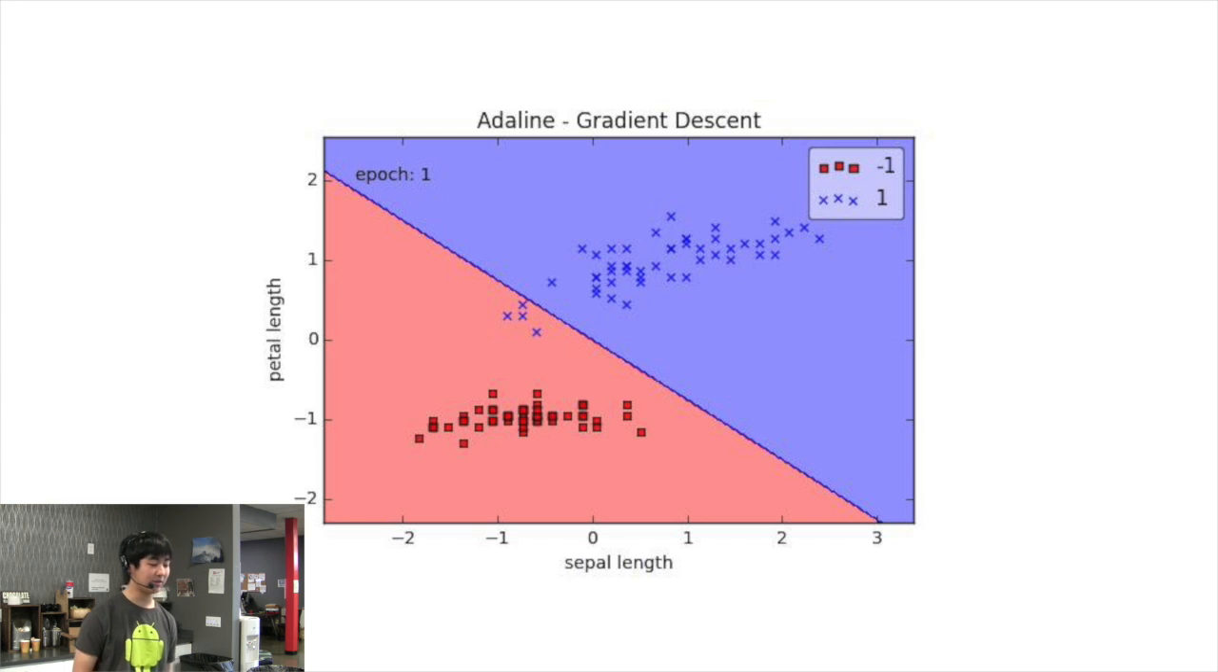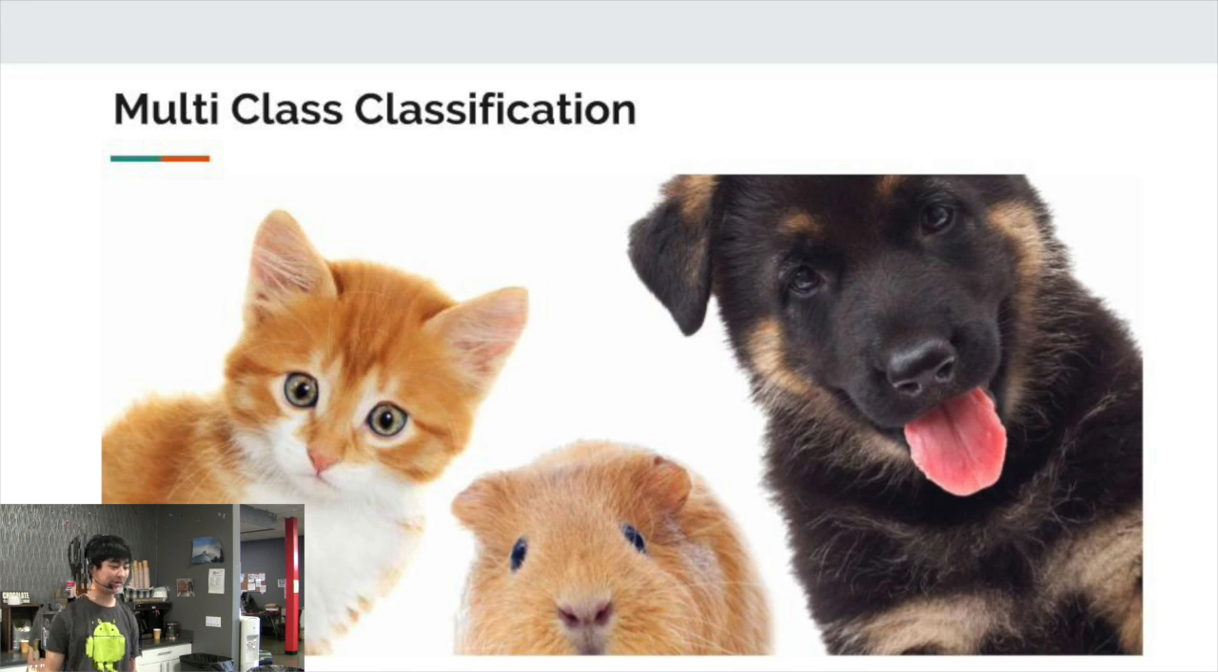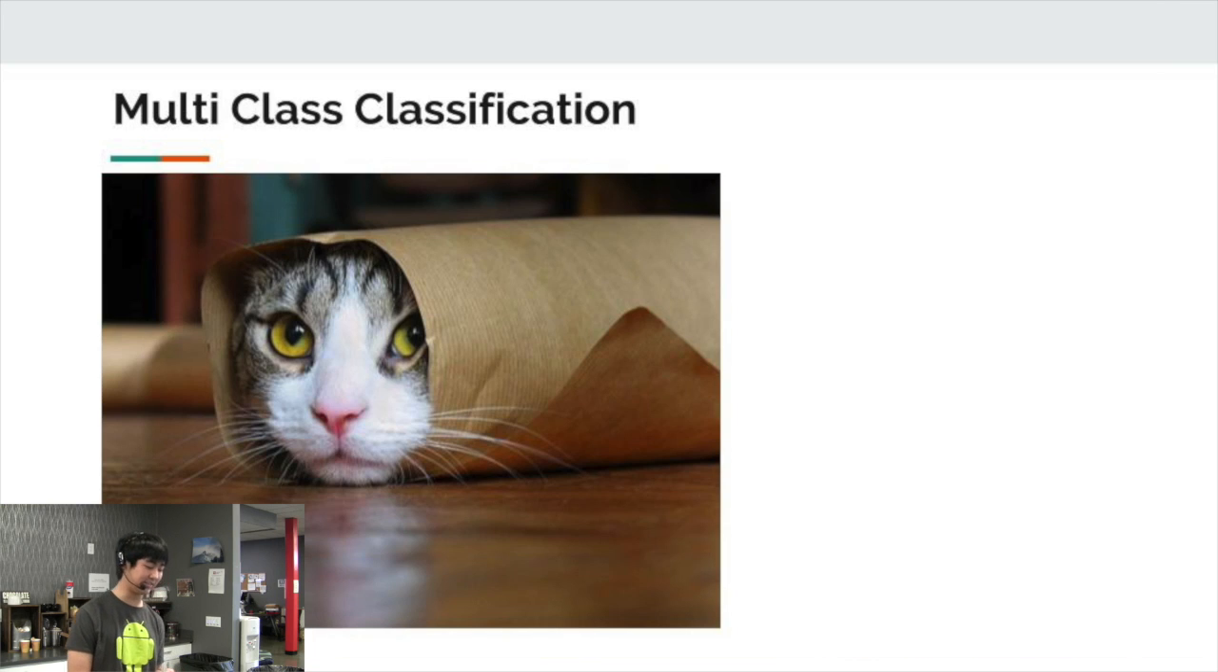Now, what about if you wanted to classify an image into a cat, a guinea pig, and a dog? How would you do that? Well, basically we'd build three models that would classify. So let's say you have an image, and we want to classify it to see if it's a cat, a dog, or a guinea pig.